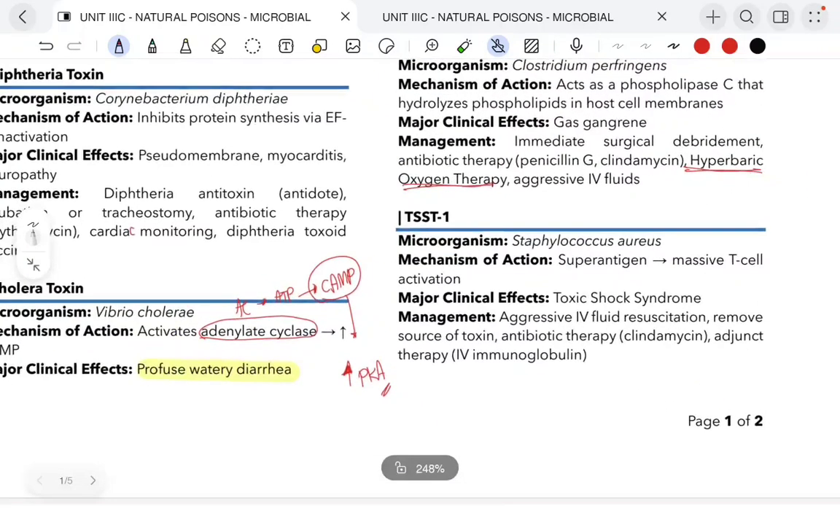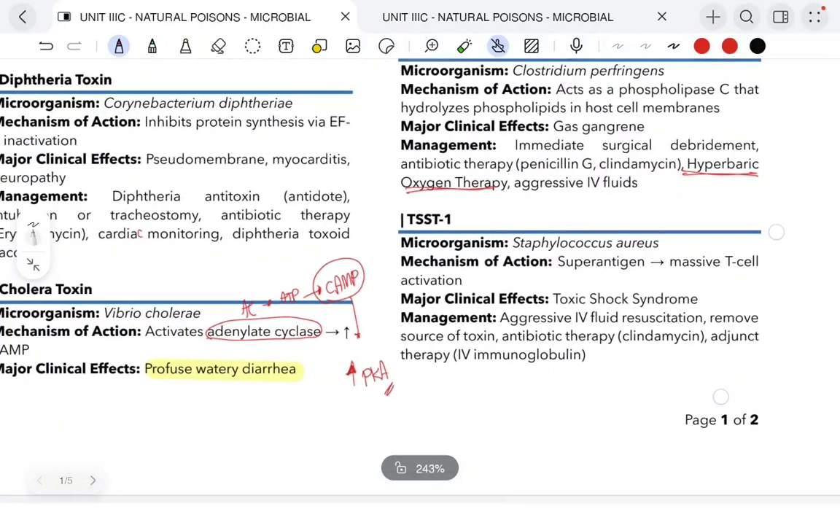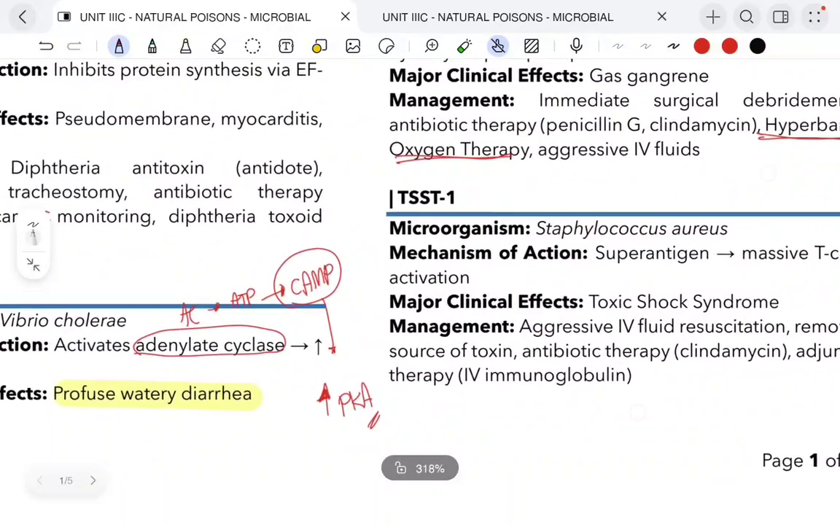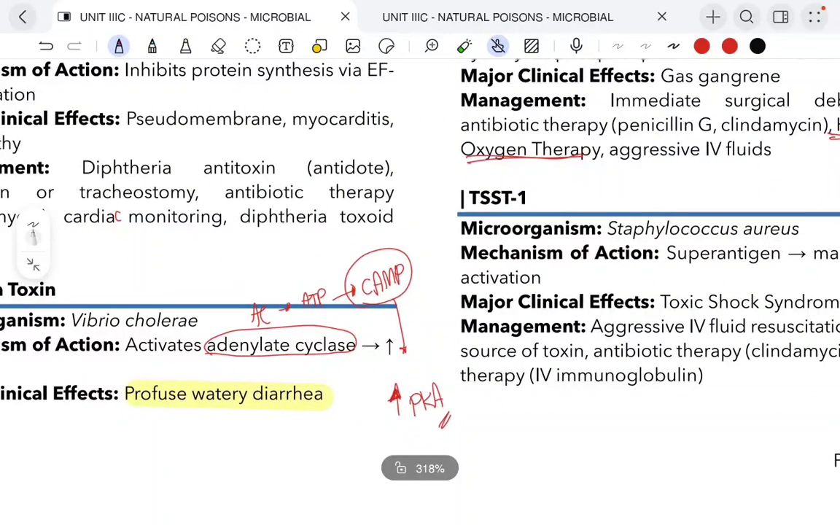Okay, next one, we have your TSST-1. So I hope some or most of these bacterial exotoxins and endotoxins are familiar to you since we are already done discussing them in your microbiology. So just to review, di ba, we have your TSST-1, so that is your toxic shock syndrome toxin 1.